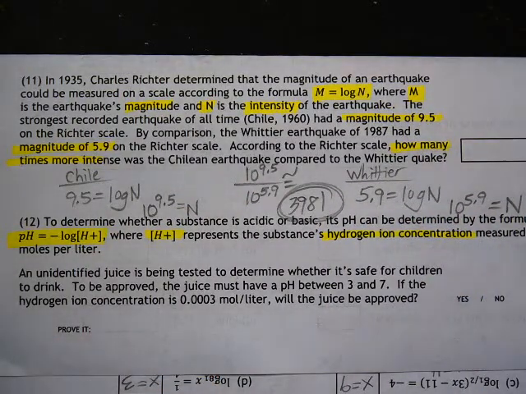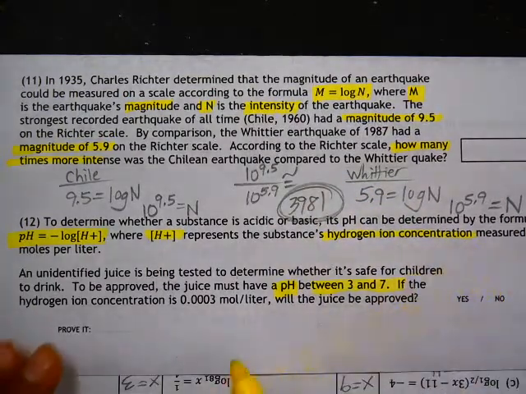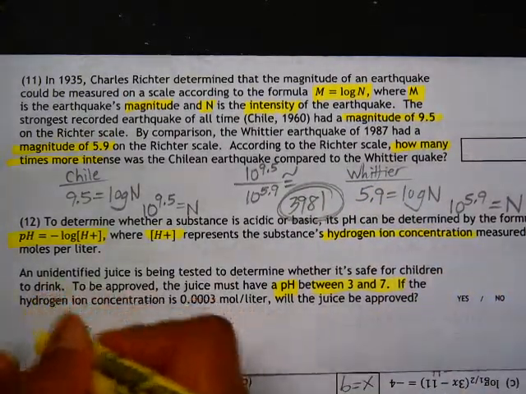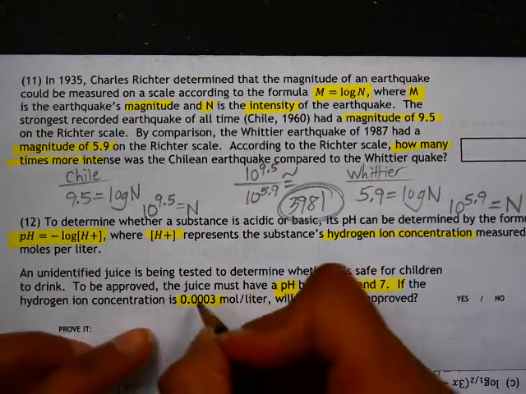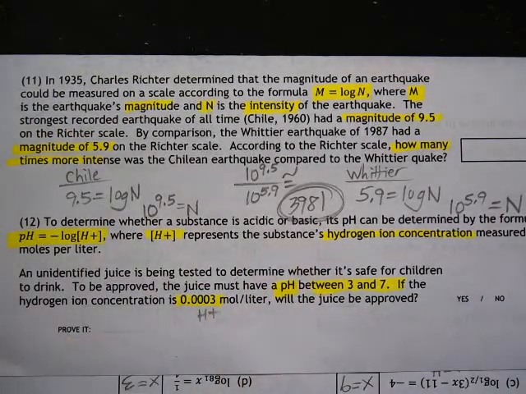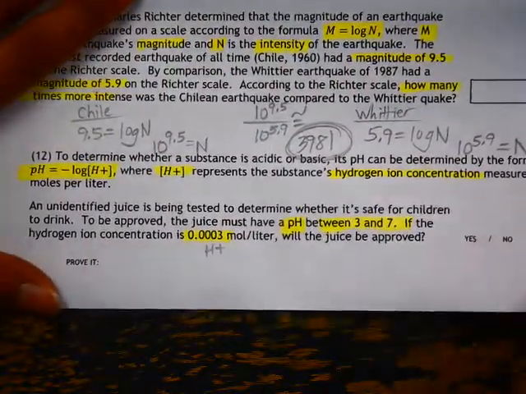An unidentified juice is being tested to determine whether it's safe for children to drink. To be approved, the juice must have a pH between 3 and 7. If the hydrogen ion concentration is 0.003, will the juice be approved? So this is the H+, and we're going to go ahead and determine the pH.